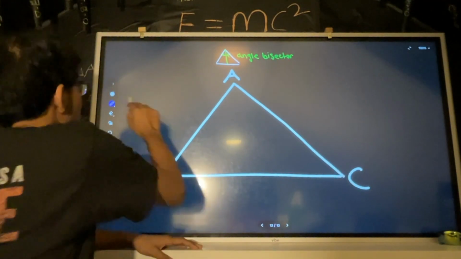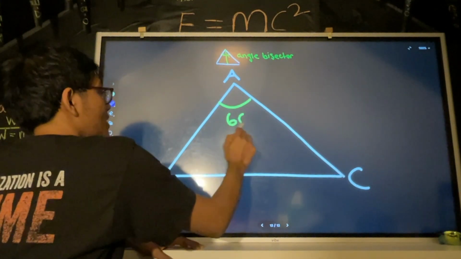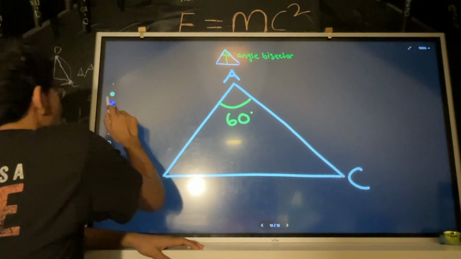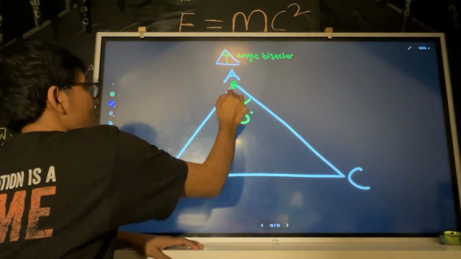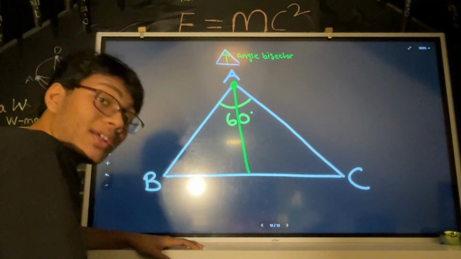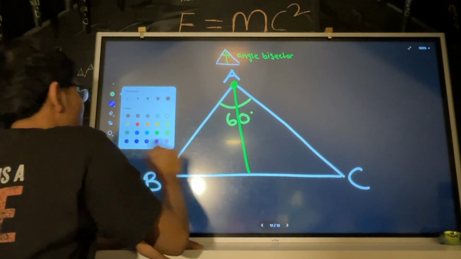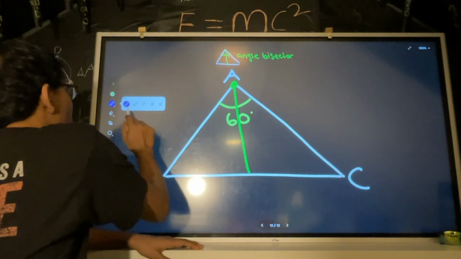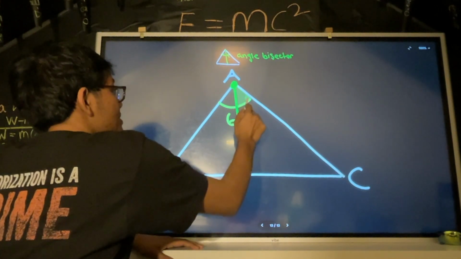Now let's say that angle A is 60 degrees. Now let's say I draw an angle bisector here. So here's my angle bisector. It starts from this vertex of the triangle, vertex A, and drops down. Now the angle bisector is going to bisect angle A. So it's going to chop up angle A into two equal angles. The question is, how much is this angle? How much is this angle?